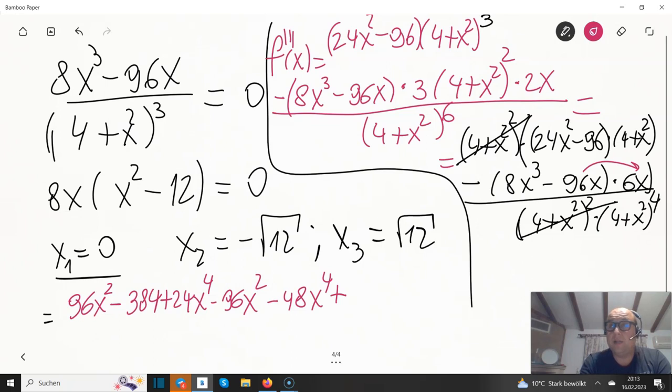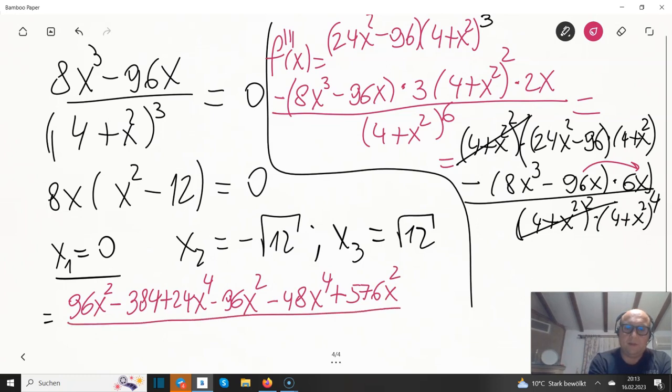So 100 times 6 would be 600. 96 times 6, I have to subtract 24, which is 576. So 576x squared divided over 4 plus x squared to the power of 4.